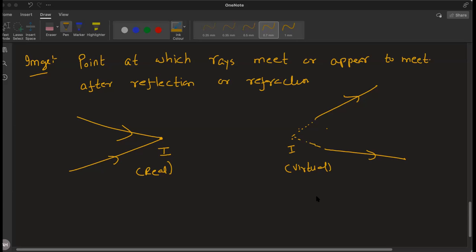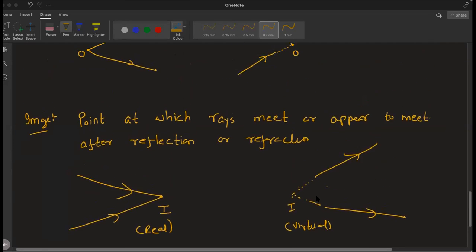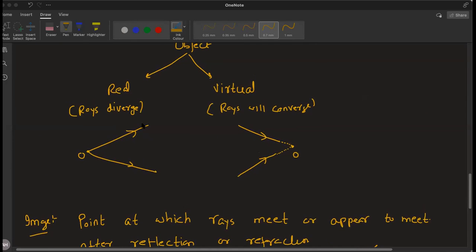So what happens with a real object? How will you define a real object? Rays converge from a real object or they diverge from a real object? So it converge. No. See, we just have this is a real object. Rays diverge from a real object. They converge at a virtual object.